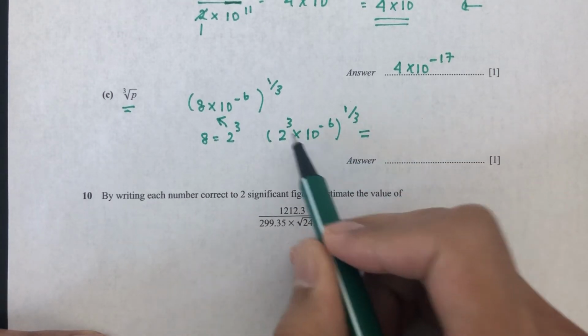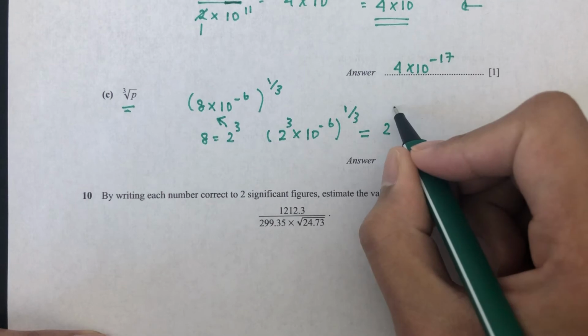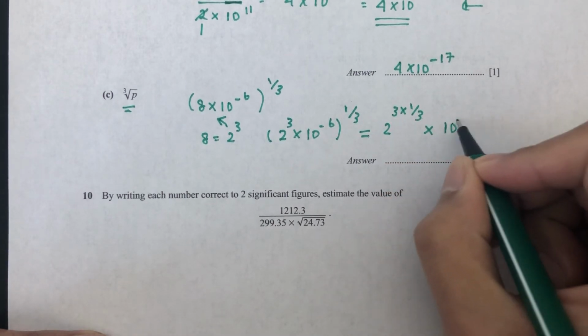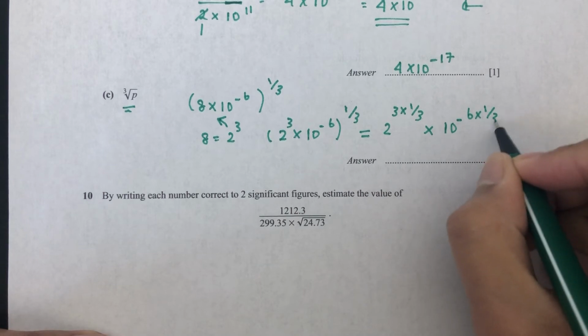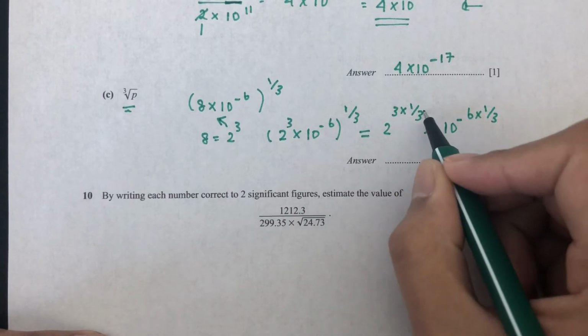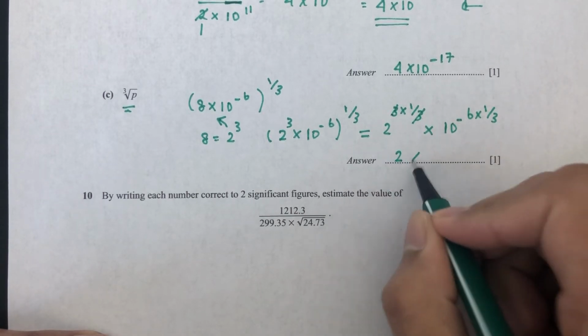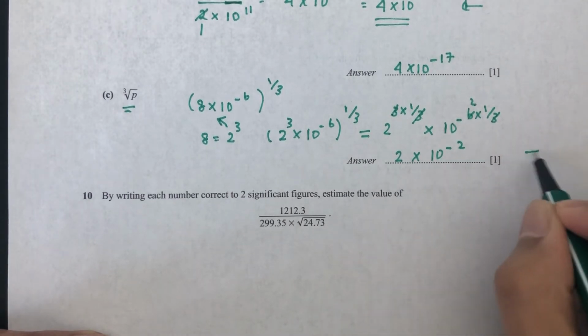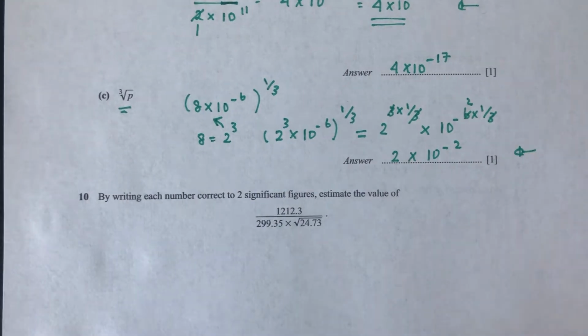So now we have to bring this in. It will become 2 power 3 times 1/3 times 10 minus 6 times 1/3, which will become 2 times 10 power of minus 2. This is your answer for part C.